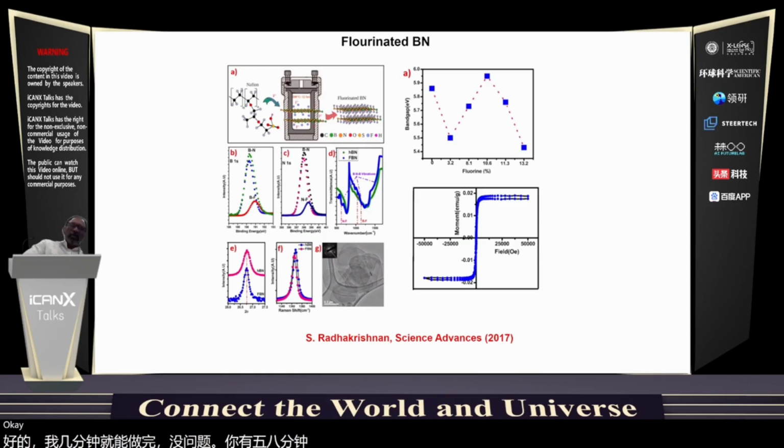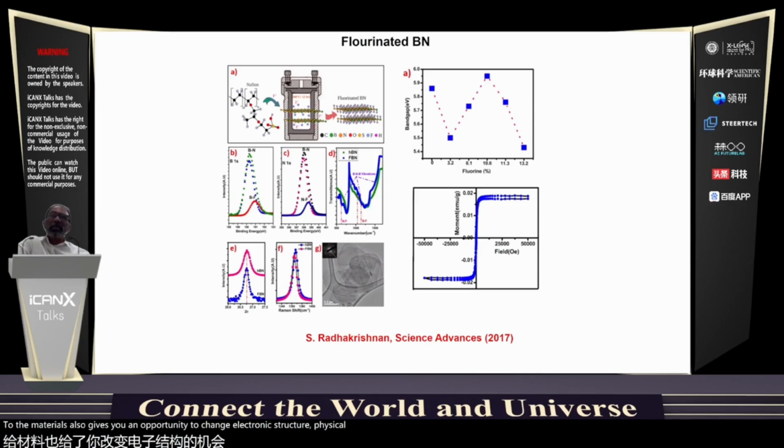Okay. So what I was trying to say is that functionalizing 2D materials also gives you an opportunity to change electronic structure and physical properties. We have been looking at fluorinating a lot of materials like boron nitride, and that gives you an additional leverage to alter properties.